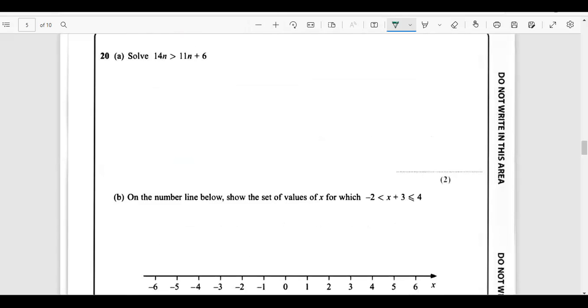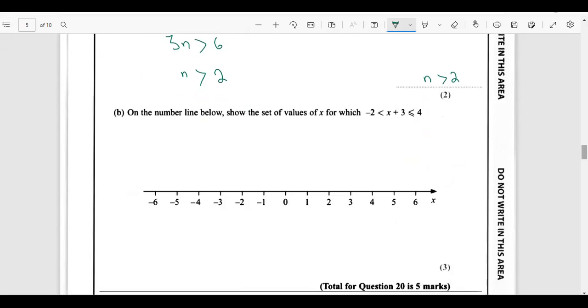So let's zoom in. Now it says solve 14n greater than 11n plus 6. It's simple. We need to make n the subject of this inequality. So I'll take this 11n to that side and this would give me 14n minus 11n greater than 6. 14 minus 11 would give me 3n greater than 6, and n would be greater than 2. So the answer is that n is greater than 2.